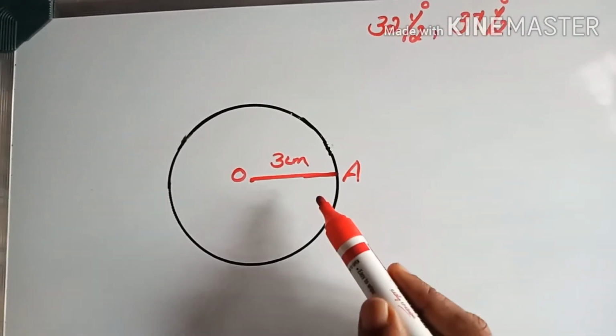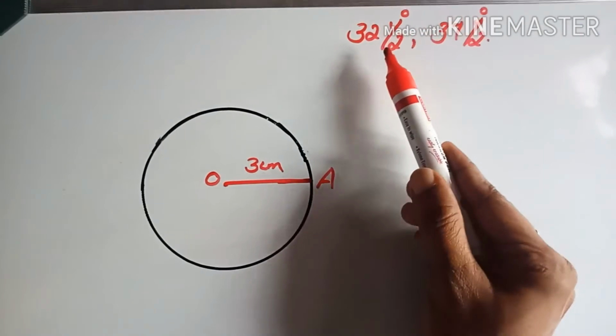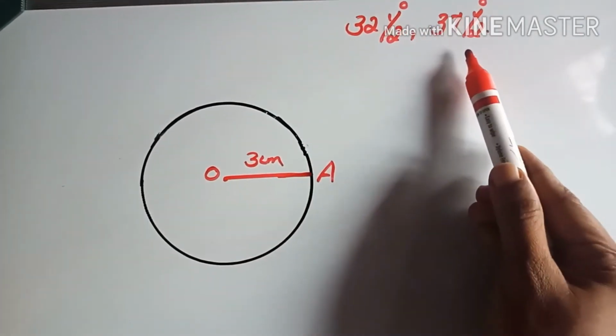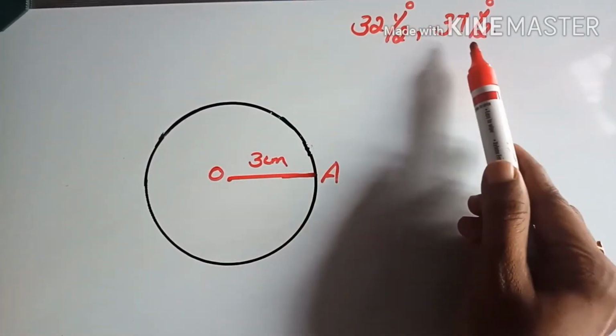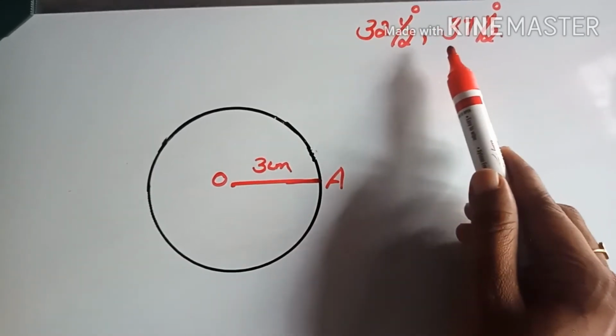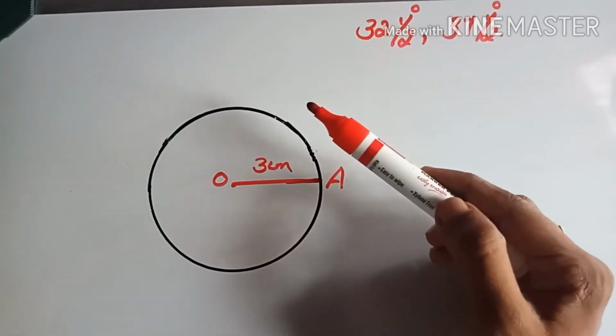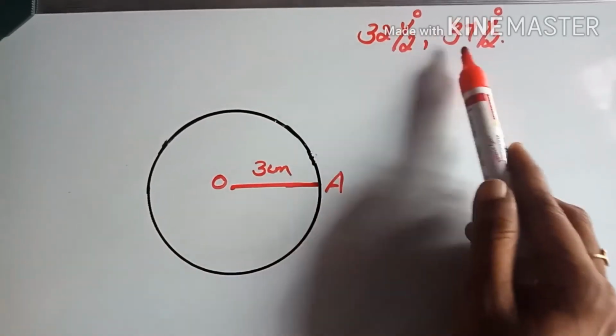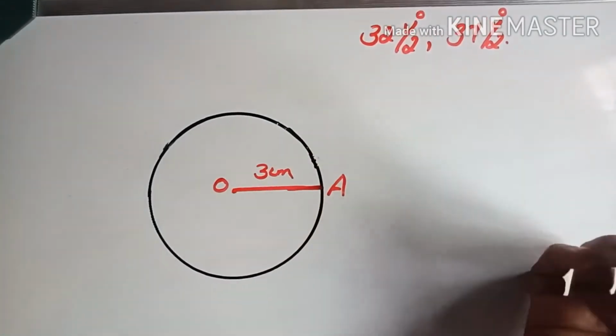Okay, now we need two angles, 32.5 degree and 37.5 degree. These two are the angles on the circle. Okay, two angles of the triangle. The triangle we need to draw in the circle means these two angles must be on the circle.